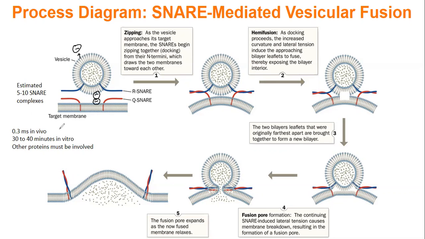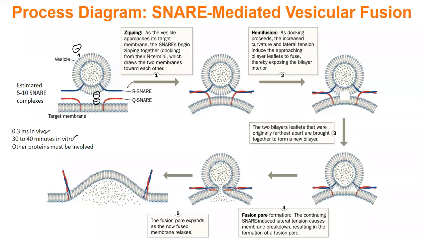Because if I tried to do this with just snares inside a test tube, it takes about 30 to 40 minutes for my vesicle and my plasma membrane to fuse. While inside of a cell, this takes 0.3 milliseconds, right? So there are a lot of other proteins that we probably don't know about involved in this process, but I'm just going to talk about snares as one protein that does it.